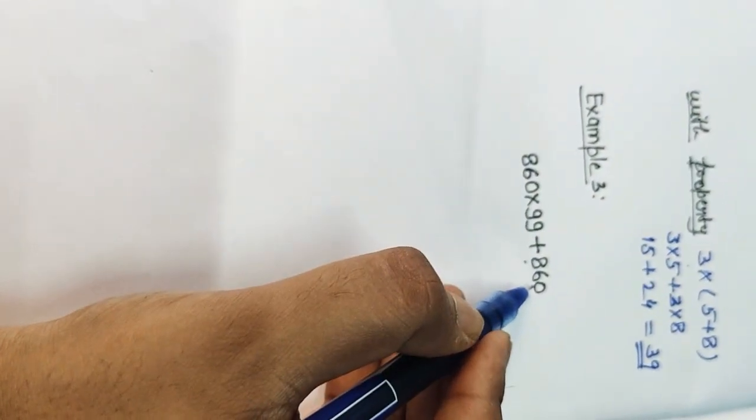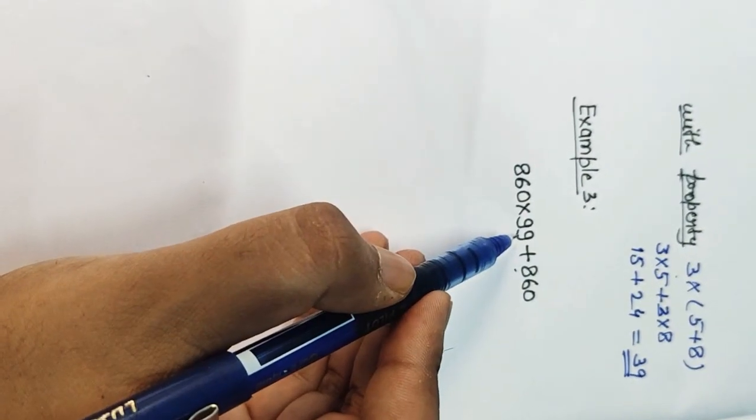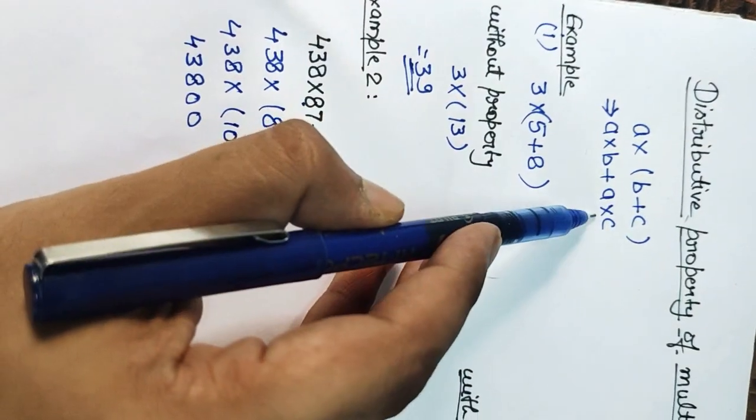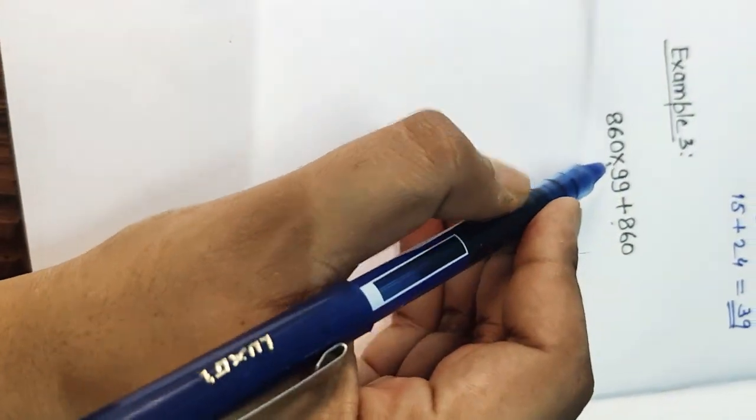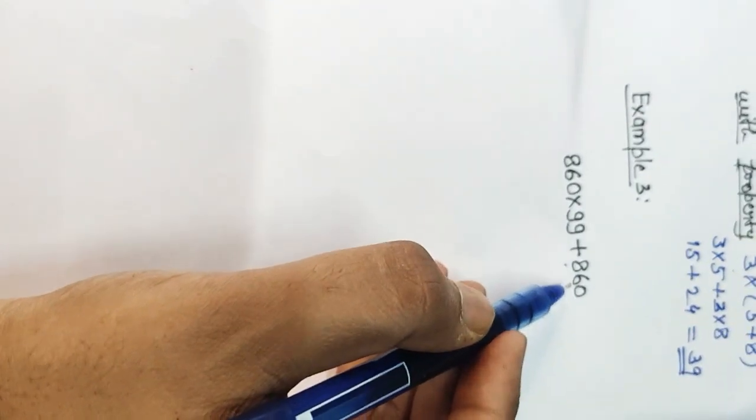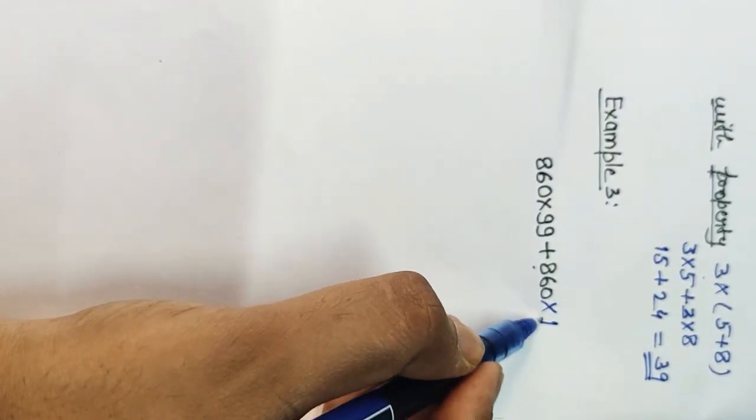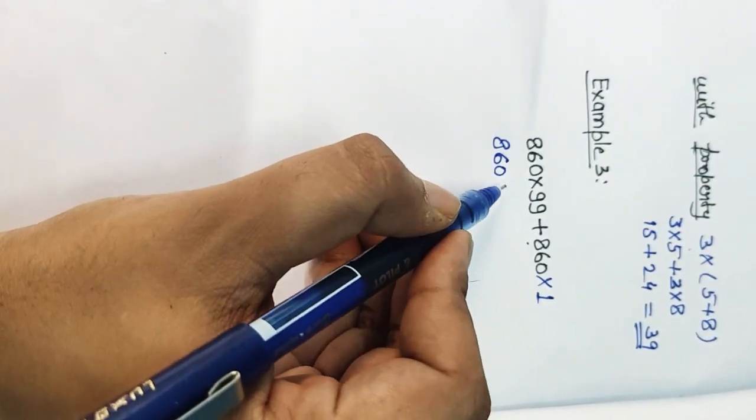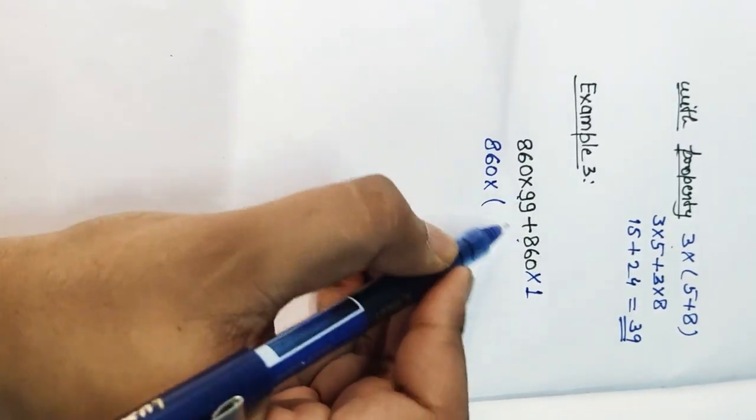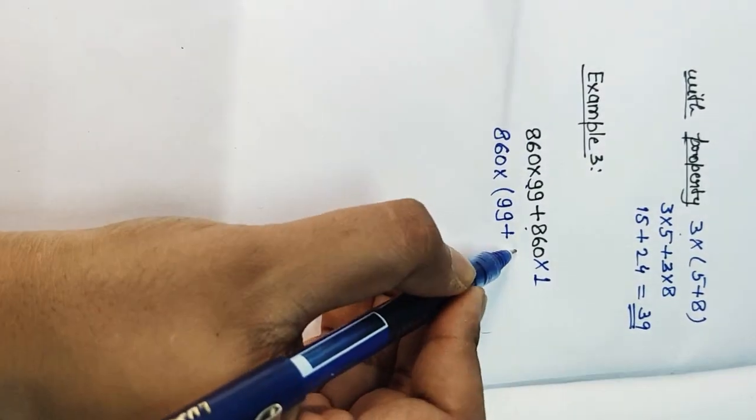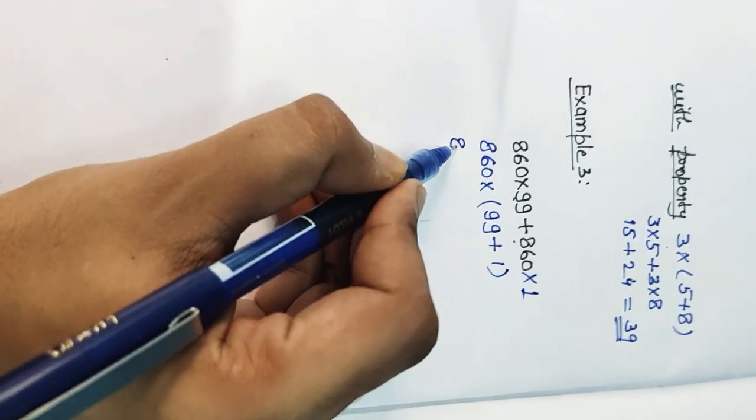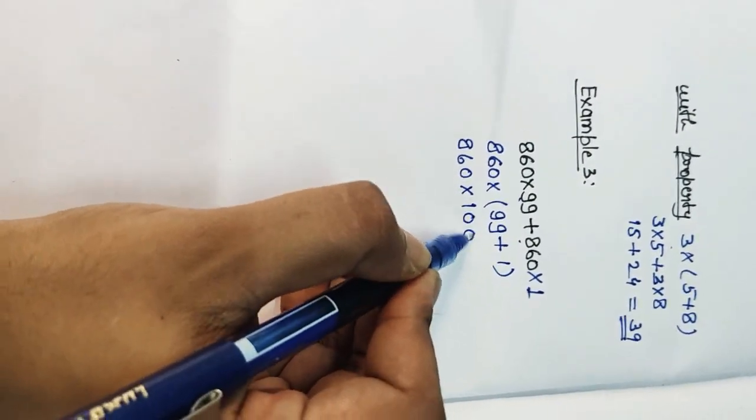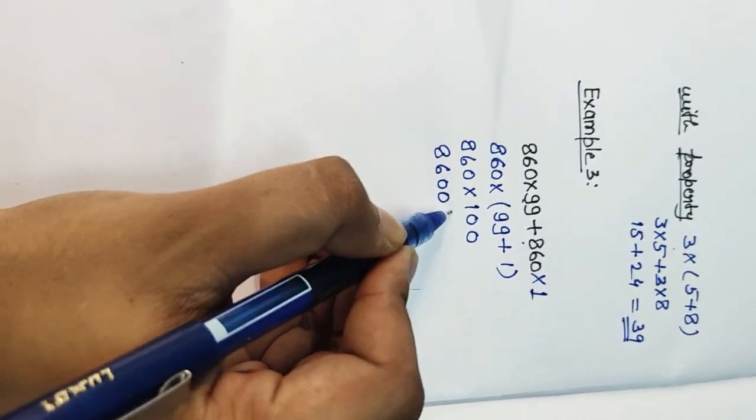For a question where there is nothing multiplied in the second part of the addition, here we can see in the distributive property there are two multiplications, but in this question there is only one, there is no multiplication here. So what we can do is write it as multiplied by 1, because multiplying by 1 doesn't make a difference to any question. So now again we can apply the same property. 860 multiplied by, within the bracket, 99 plus 1 from the other one, which gives us 860 multiplied by 100, answer 86,000.